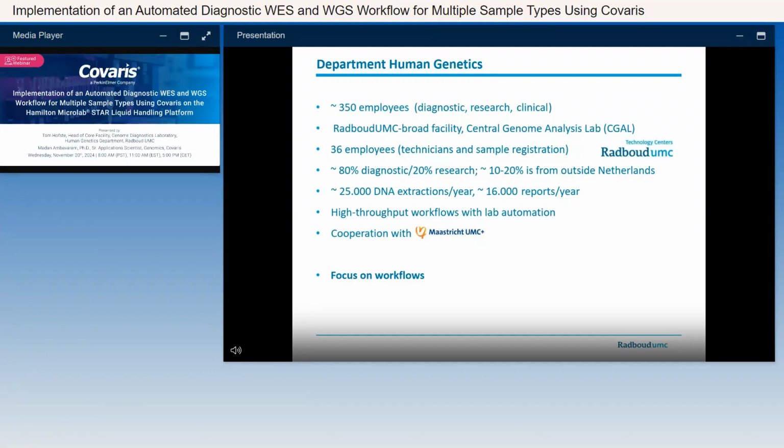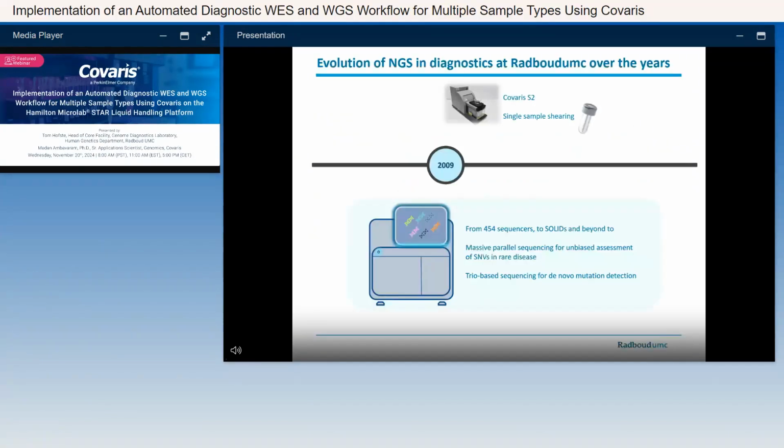Now I will focus on the workflows, and I will go through the evolution of next generation sequencing in the diagnostics at the Radboud UMC over the years. We were already in 2009 having some experience with next generation sequencing. We started with the Roche 454 sequencer and the SOLiD from Applied Biosystems, and there we also had our first experience with Covaris. In these workflows, the Covaris S2, a single sample shearing system, was connected.